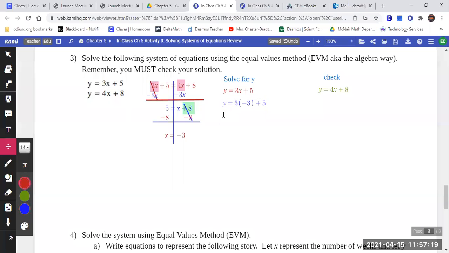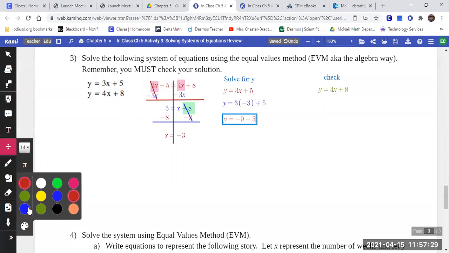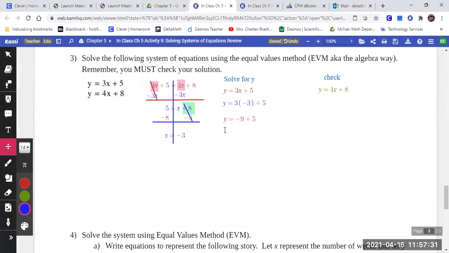Now it's just like the table of values. Do the math for the multiplication. What are we going to get? -9. And then get us a final answer for the y. Y equals -4. And now we have to write the solution and solutions in green.